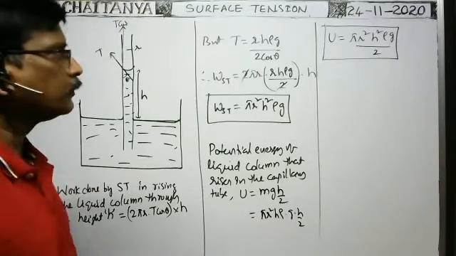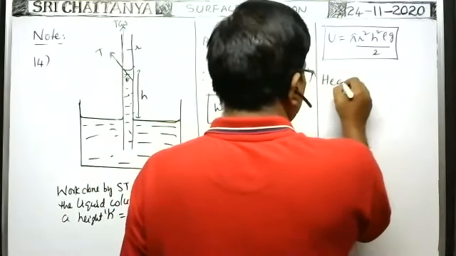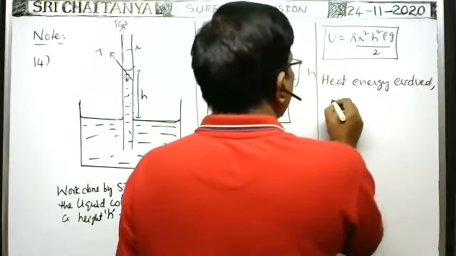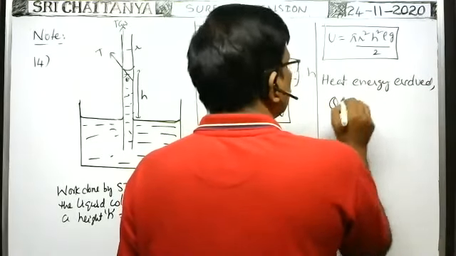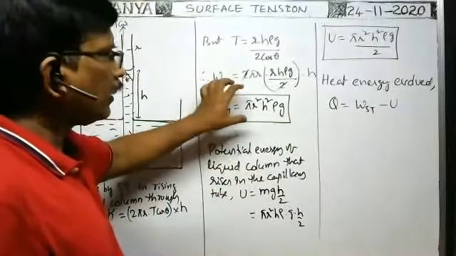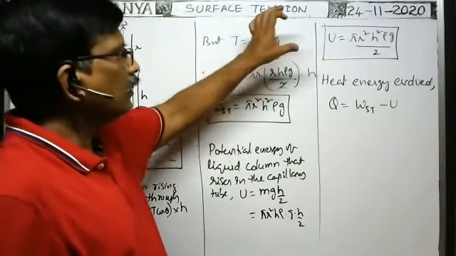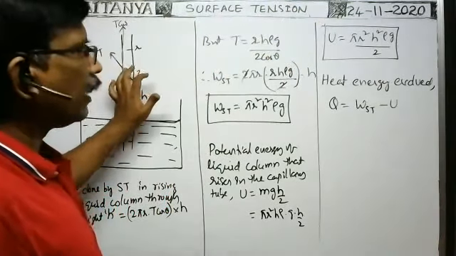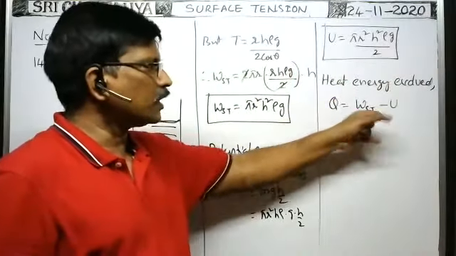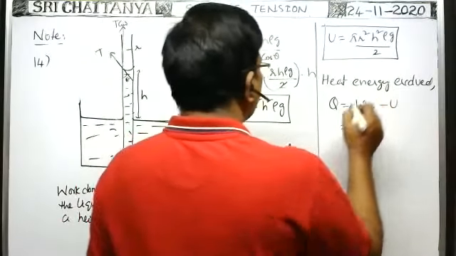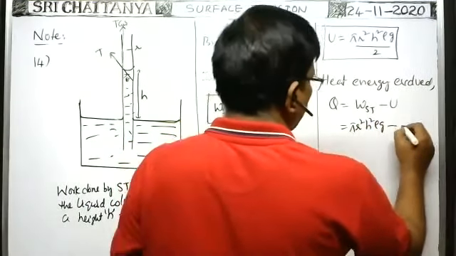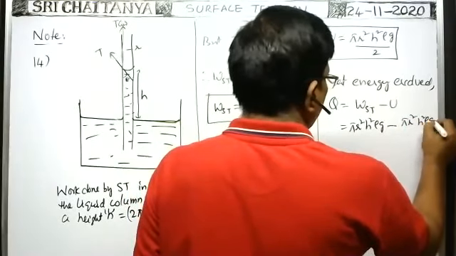Okay, what is the heat energy evolved? Heat energy evolved, capital Q, is equal to the work done by surface tension minus the potential energy. In the total work done W by surface tension, a part of it is stored in the liquid column that rises in the capillary tube as potential energy, and the remaining energy is emitted in the form of heat energy. That's why the heat energy evolved is equal to the work done by surface tension, pi r square h square rho g, minus the potential energy, pi r square h square rho g by 2.